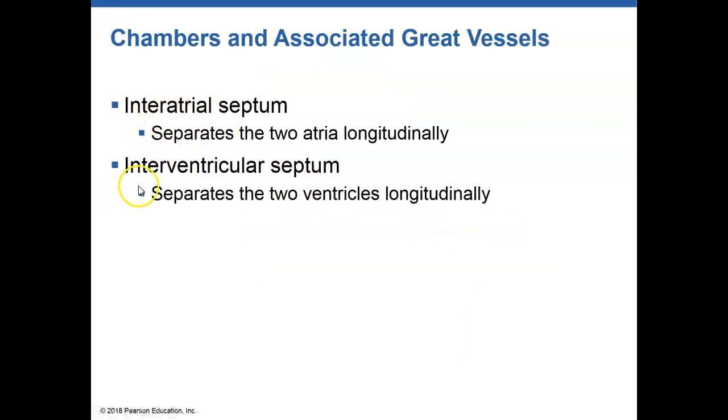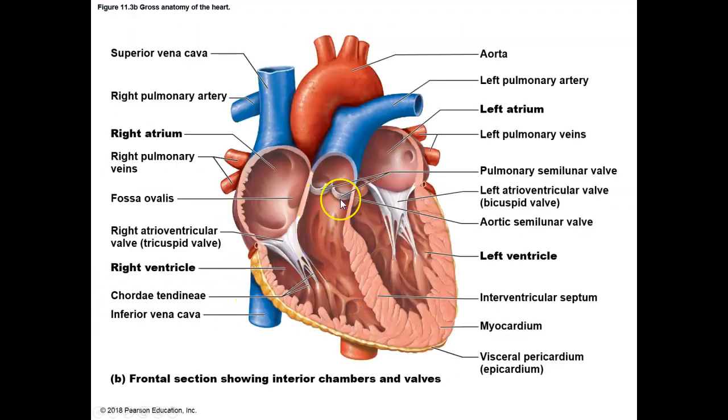Between the atria and between the ventricles, we have a separation known as the interatrial septum and interventricular septum. These keep the right and the left sides from allowing mixing of blood. And so up here, they don't really show the interatrial septum, but it's right up here is where we would have it if you saw the two atria without these blood vessels. And then down here, you can see the interventricular septum right here.